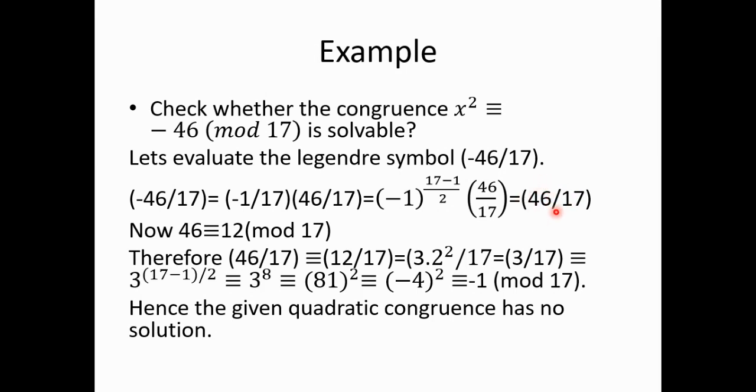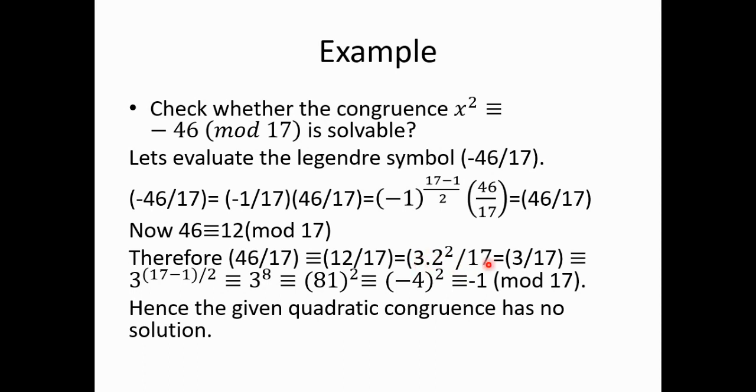Now what is 46 under modulo 17? 46 under modulo 17 is 12. So this is equal to 12 upon 17, and 12 can be written as 3 into 4, and 4 is 2 square. So this is equal to (3 upon 17) into (2 square upon 17), and 2 square upon 17 is 1, because we have already seen that for the square of a number which is relatively prime to the denominator, we can delete that thing.